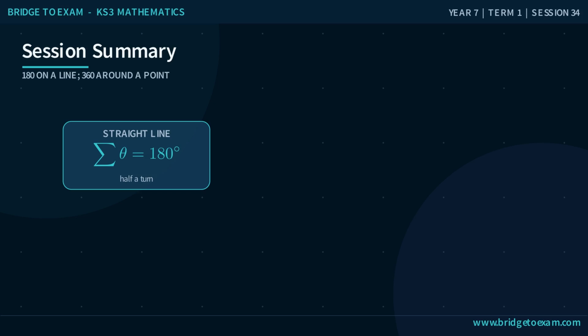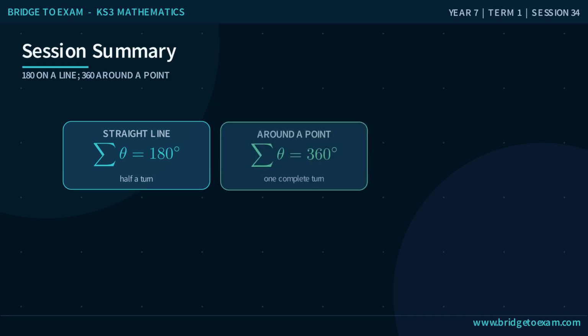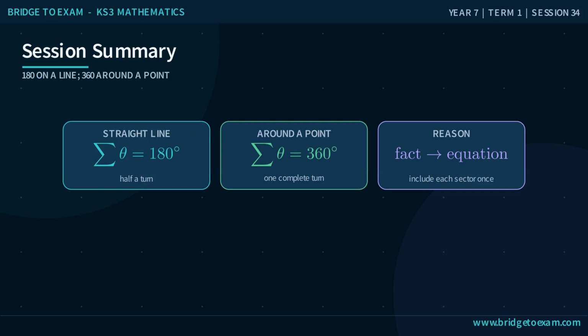Let's wrap up. Angles on a straight line total 180 degrees. Angles around a point total 360 degrees. Identify the structure, include every adjacent angle once, form the equation, and state the answer in degrees.